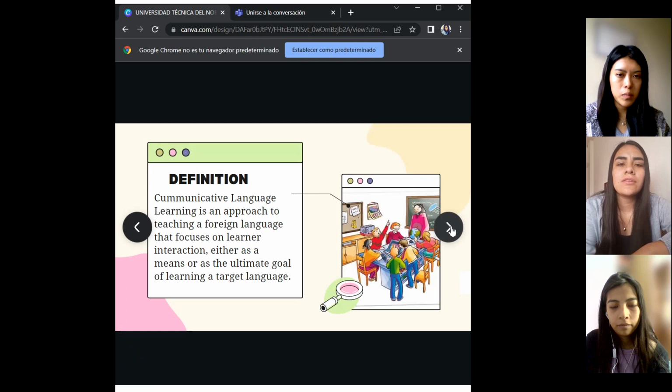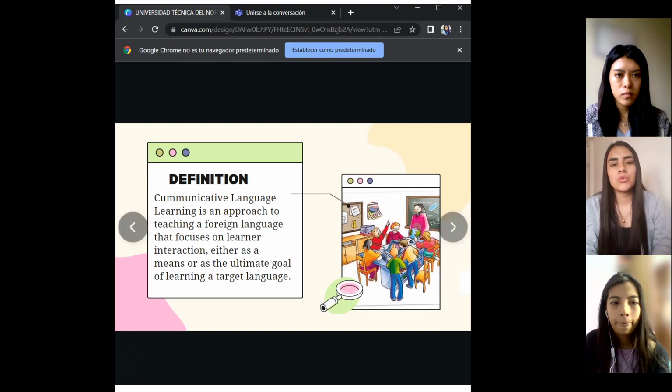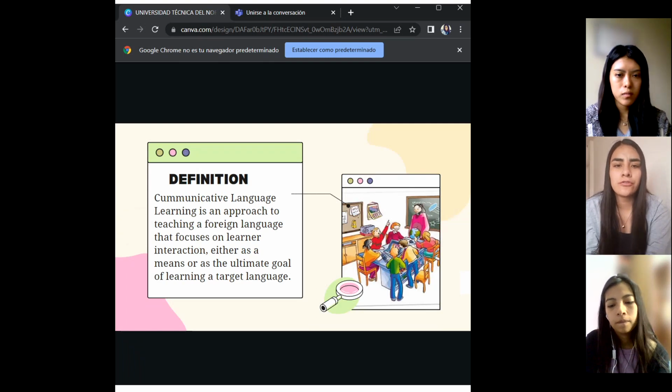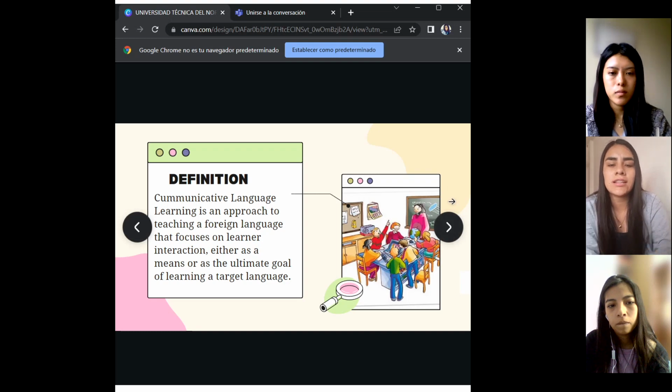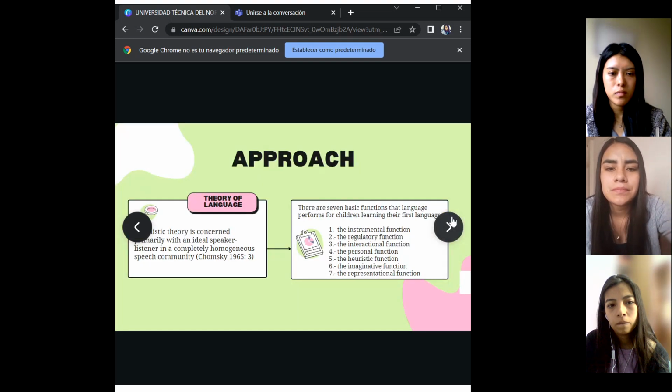Definition. Communicative language learning is an approach to teaching a foreign language that focuses on interaction, either as a means of or as the ultimate goal of learning a target language.